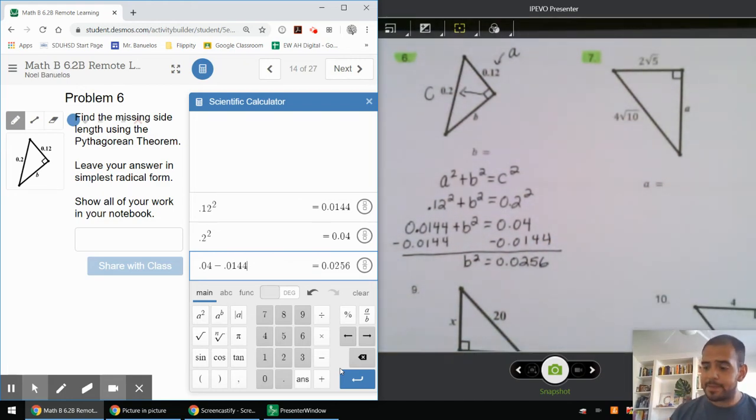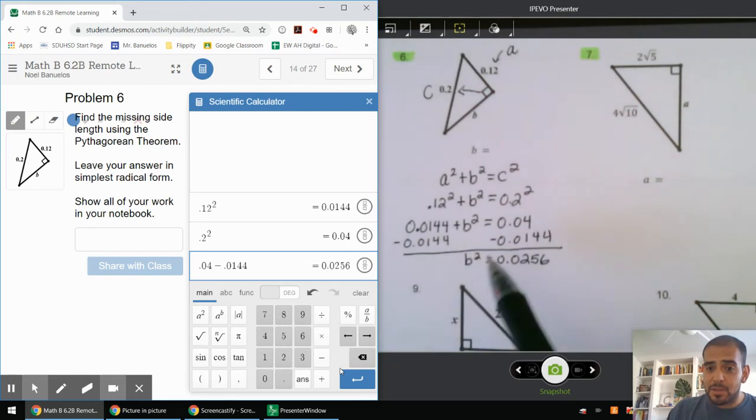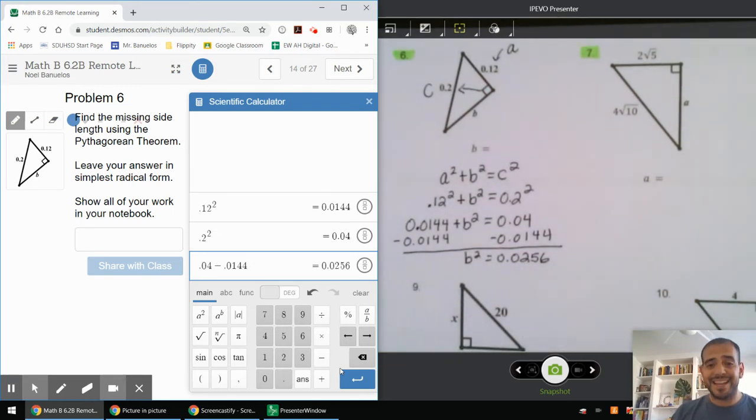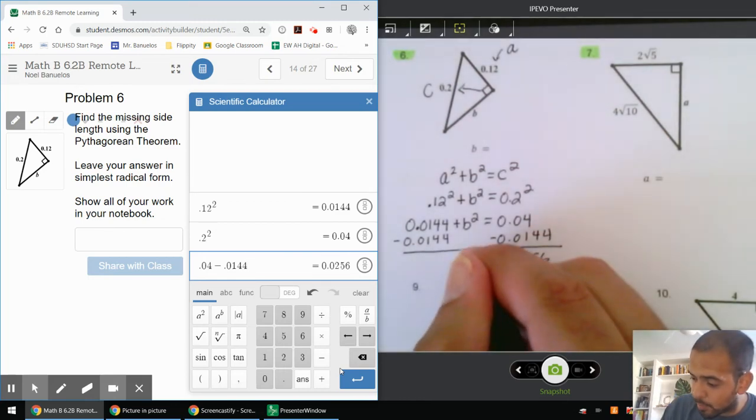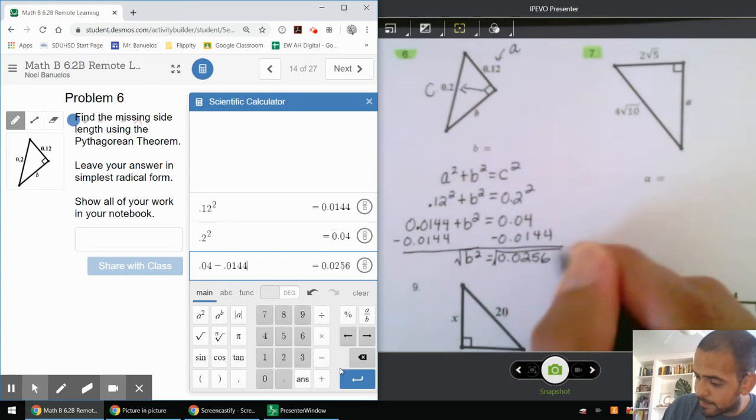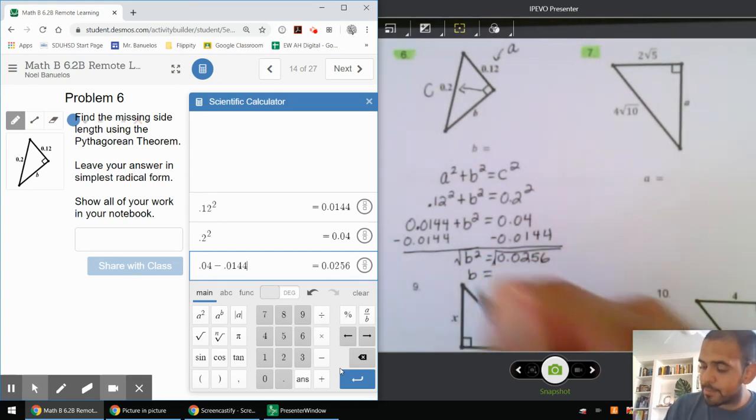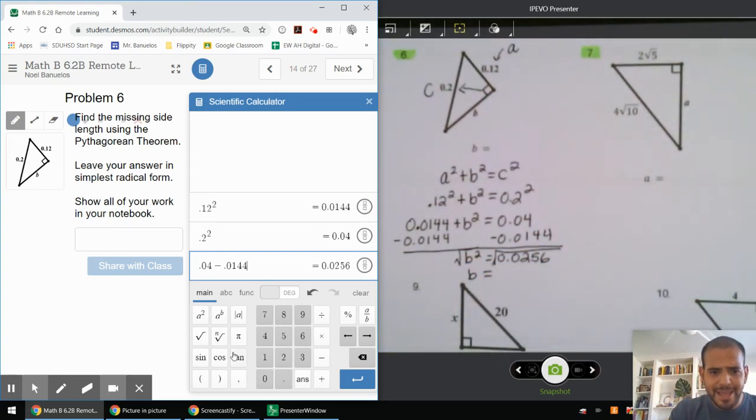Students are going to stop and say, oh, the measurement of B is 0.0256. It's not. B squared is that. So in order to find the missing side lengths, you need to do the inverse operation of squaring something. So it's the square root, and take the square root of this. So I have B equals, so let's see if I can take the square root of, because I might have to simplify it a different way, but let's check.